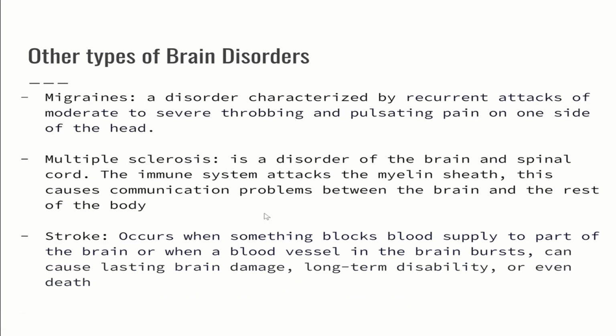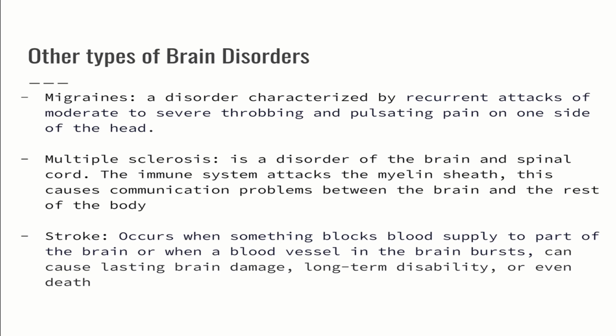We also have things like migraines. Migraines are a disorder of recurrent and moderate throbbing, pulsating pain in the brain. Usually it's located to one side of the brain, or one side of the head, sometimes on one of the sides, or it could be in the front. There are some treatments for migraines, although sometimes just avoiding triggers is the best we can do.